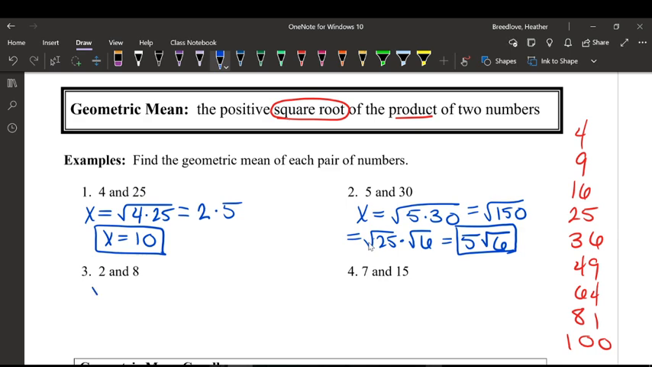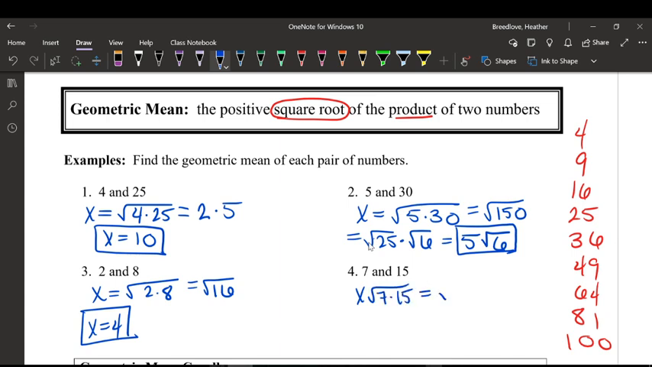All right, so number 3, x equals the geometric mean of 2 and 8, so 2 times 8. Neither one of those are a perfect square, so I'm going to multiply them together. So x equals the square root of 16, and that just worked out nice and lovely. Square root of 16 is 4, so x equals 4. Last one, 7 and 15. So x equals the square root of 7 times 15. Neither one of those are a perfect square. x equals the square root of 105.